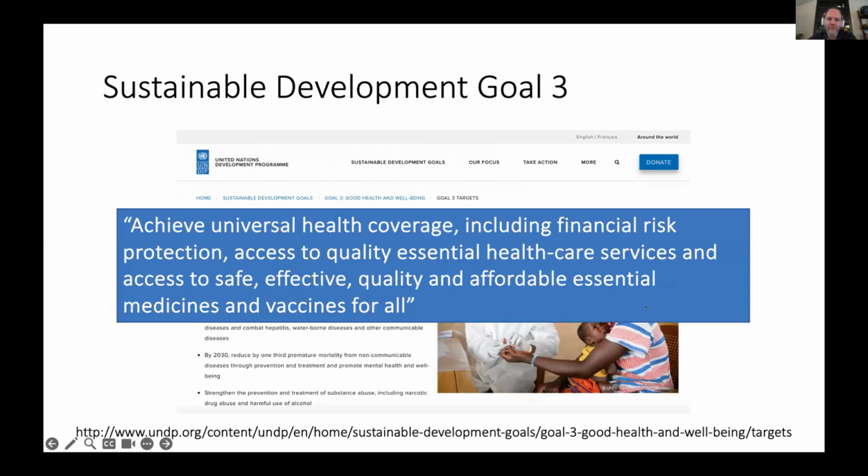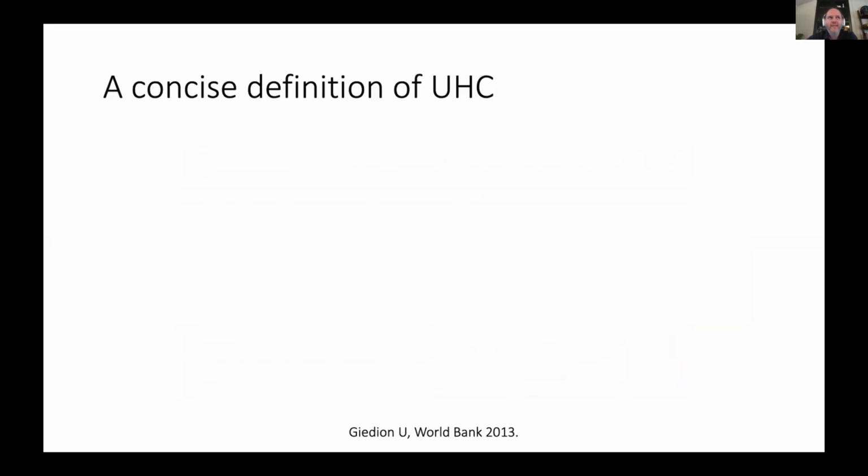And this achievement of universal health coverage includes the idea of financial risk protection, access to healthcare services, and quality affordable healthcare, as well as medicines and vaccines for all. So this is obviously a very aspirational goal, that everybody in the world gets access to the services they need. And so some people ask, well, what exactly does UHC mean practically? And there's a consensus that it involves three elements.